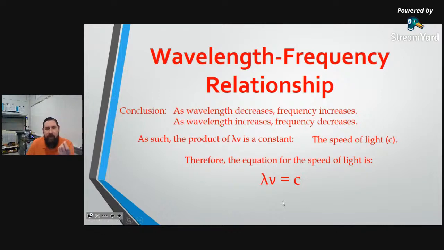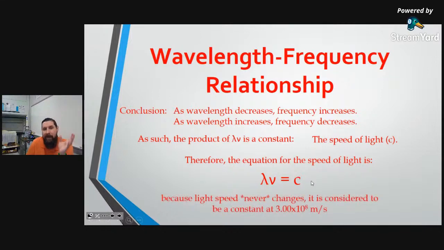We use the symbol of c for speed of light because it stands for the Latin word celeritas, which means swiftness. So that's why speed of light is a c, in case you've ever wondered. And because the speed of light, quote unquote, never changes, it's considered to be a constant with the value of 3.00 times 10 to the 8th meters per second, or more precisely 2.9979 times 10 to the 8th meters per second. But for our purposes in this video, I want to make the math easy for you. So we're going to just use 3.0 times 10 to the 8th meters per second.